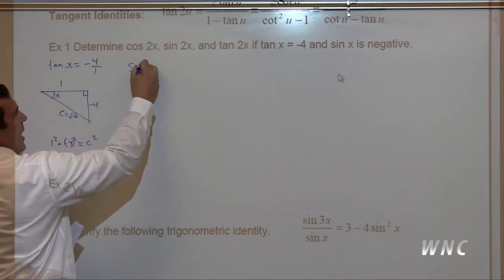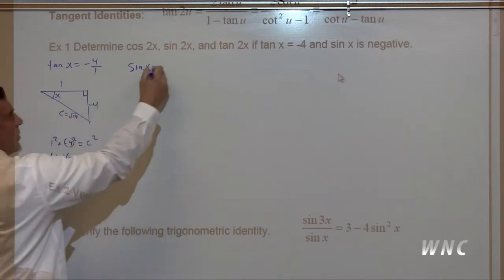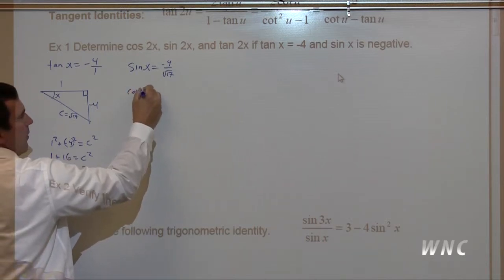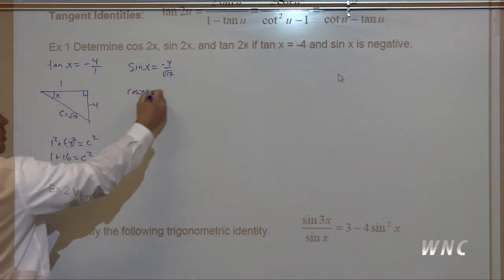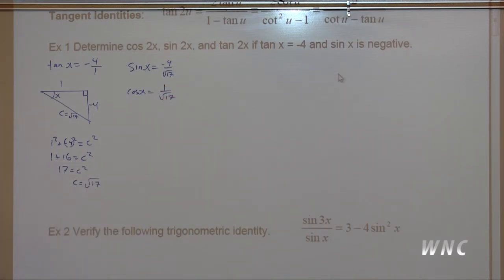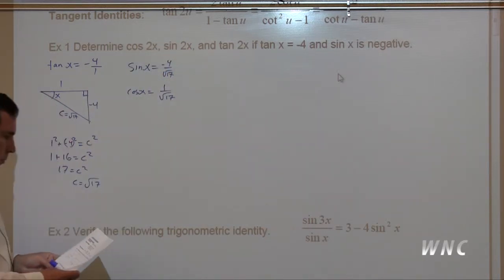So then what is sine of x? Sine is going to be the opposite side over the hypotenuse, so negative 4 over the square root of 17. And cosine of x is going to be the adjacent side over the hypotenuse, which is 1 over the square root of 17. Now we're ready to find cosine 2x, sine 2x, and tangent 2x.